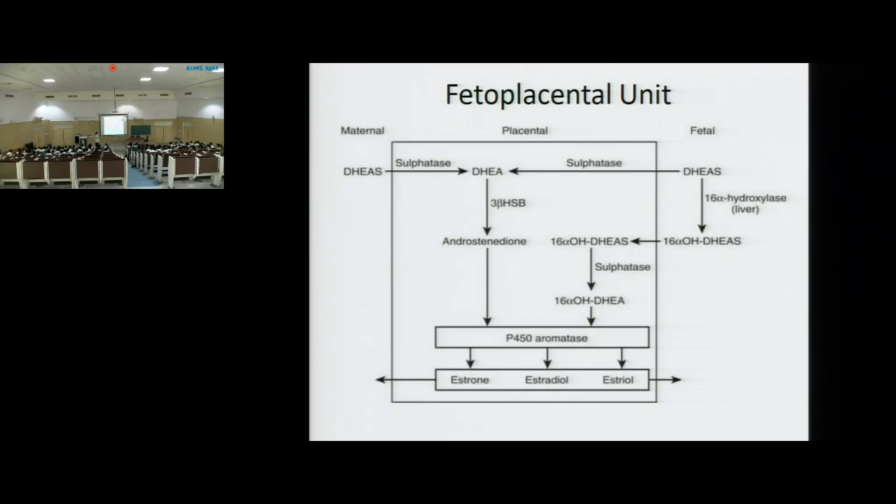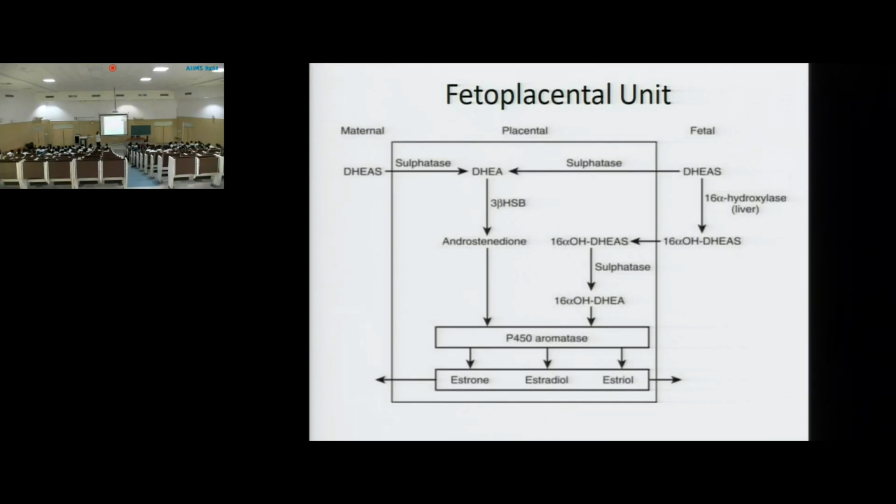I don't mind. Okay. So now DHEAS, which is formed in the fetal adrenal gland, is moving from the fetal blood to the placenta. Once it enters the placenta, there is the enzyme sulfatase, which is going to take out the sulfate component from it, and only the DHEA will be left behind. Within the placenta, it will then be converted into androstenedione.